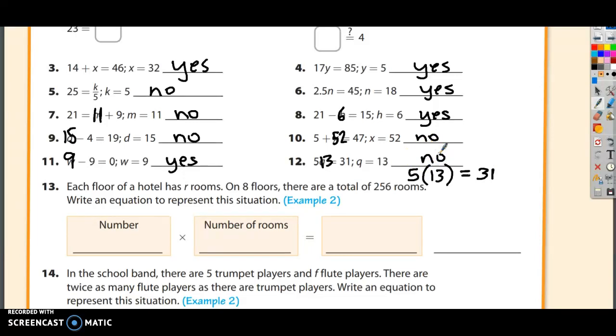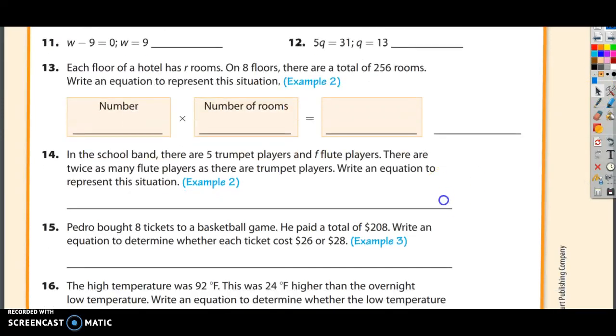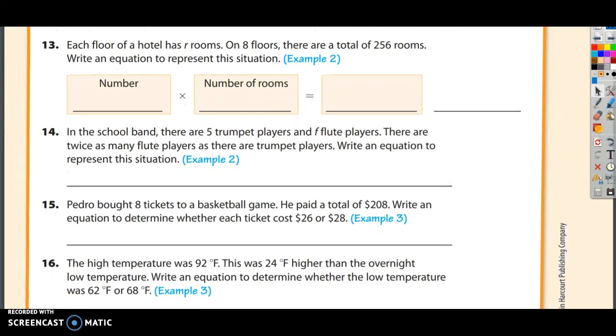I don't actually have to figure out what 5 times 13 is. It's 65, by the way. I don't have to figure that out. But if I know that 5 times 13 can't be 31, that's good enough. Okay, let's move on. We are on number 13. It says each floor of a hotel has R rooms. On 8 floors, there are a total of 256 rooms. Write an equation to represent the situation.